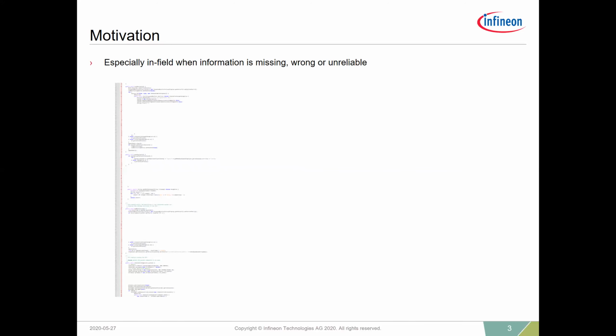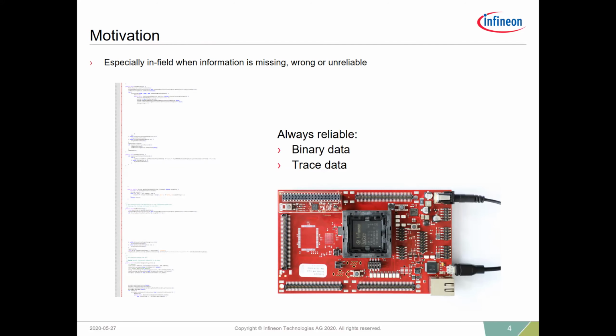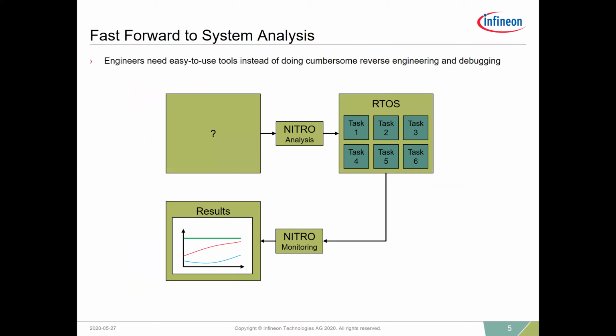But we can always rely on the binary data that is running on the device itself and also on the trace data that we can get from the device, because it is what really is there and what is executed. So this is always, or at least it should always be, completely reliable. The idea here is now to use this to have a fast and good understanding of the system, even though we don't have all data given beforehand.